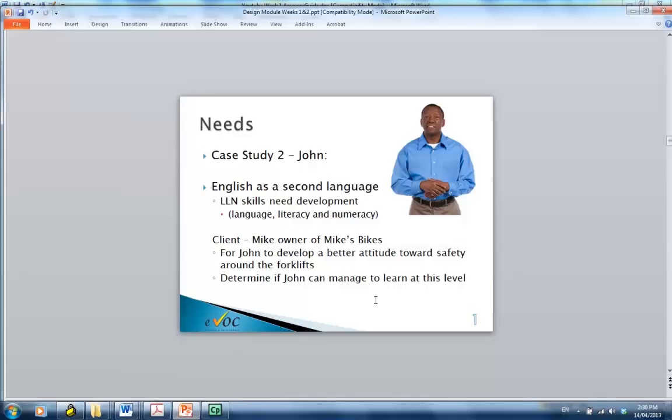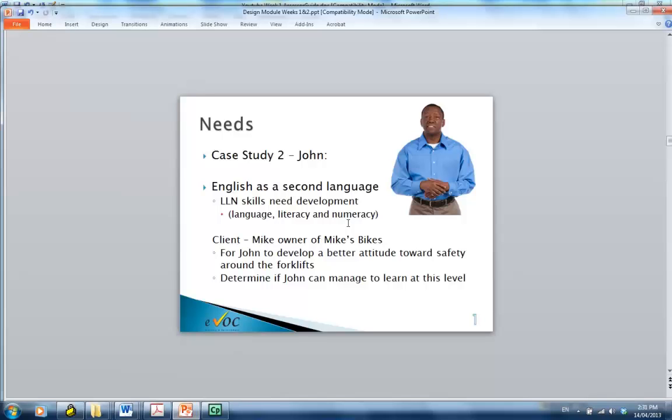He doesn't even need to complete a whole unit of competency. Mike wants at least a short session or a couple of sessions, so at least John can be safe in the workplace. So John's got some other characteristics here. English is a second language to John, so he will need some support. We call that LLN, language, literacy and numeracy.